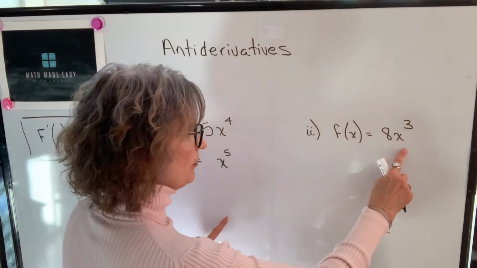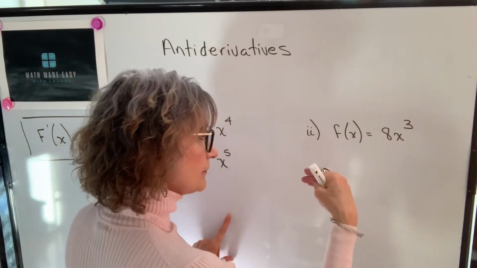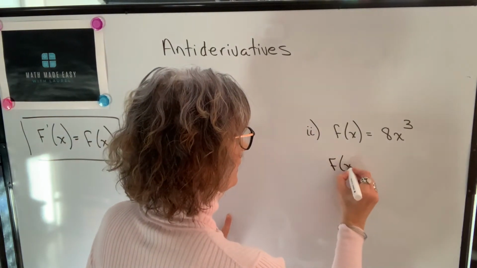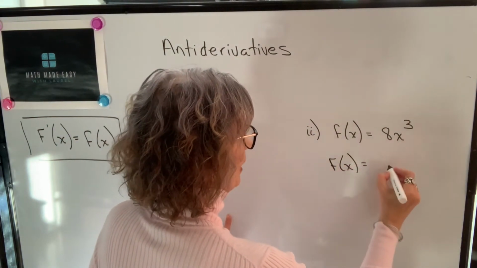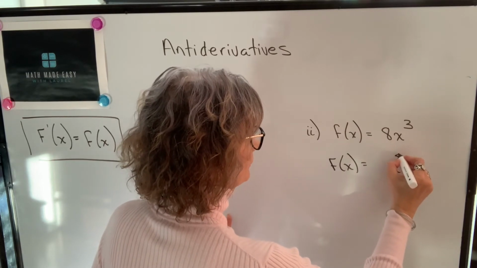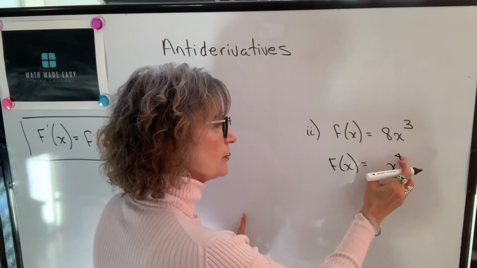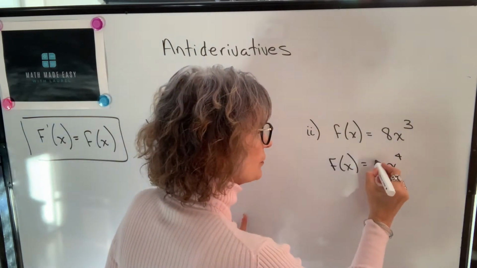Similarly with this example, I'm going backwards from taking the derivative. I'm doing the antiderivative, so I'm finding capital F of x. My power of x increases by 1, and this coefficient gets divided by this new exponent. So 8 divided by 4 is 2.